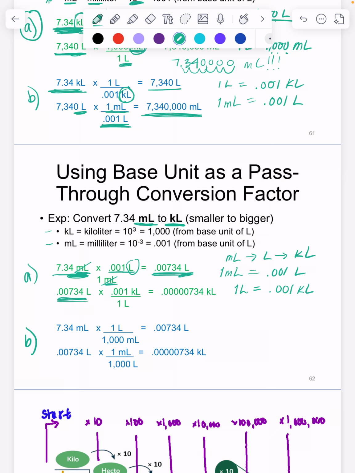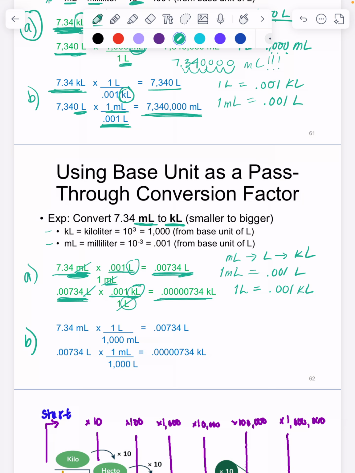Now I need to convert it to kiloliters. I have to move left again, 3 spaces. So again, I'm going to multiply. There are 0.001 kiloliters per every 1 liter. So my units here cancel out, and I end up with kiloliters. And so once I'm multiplying everything out, I get this very small number. God, what is that? 5 zeros, 0.0000734 kiloliters. And that makes sense, right?